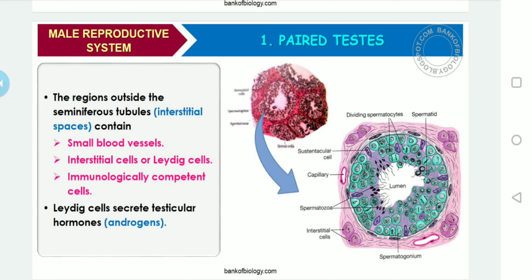Observe properly. Inside the complete compartment, what can you identify? The dividing spermatocytes, spermatids, Sertoli cells, capillary, then spermatozoa, interstitial cells, spermatogonium. At the center is the empty space, the lumen.